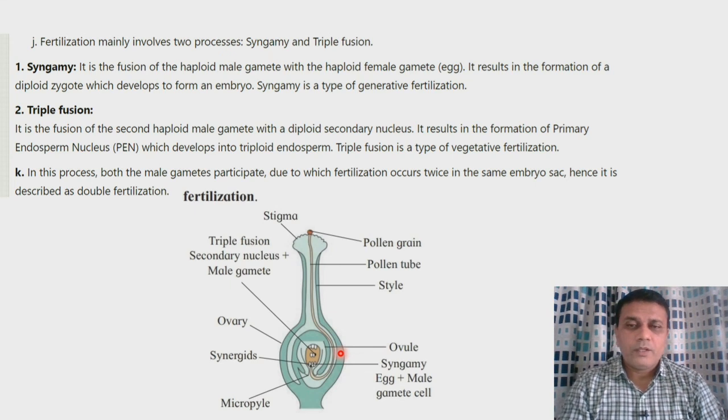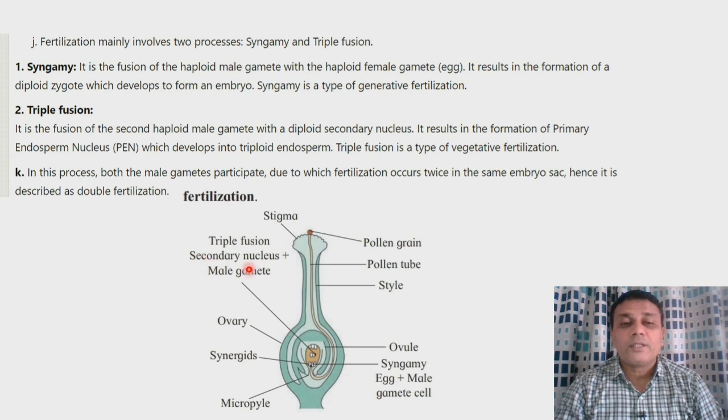Now the second process is called triple fusion. At the center, a diploid cell called the secondary nucleus is present. So the second haploid male gamete fuses with the diploid secondary nucleus to form a cell called the triploid primary endosperm nucleus, and this phenomenon is called triple fusion, or second fertilization. And triple fusion is a type of vegetative fertilization.